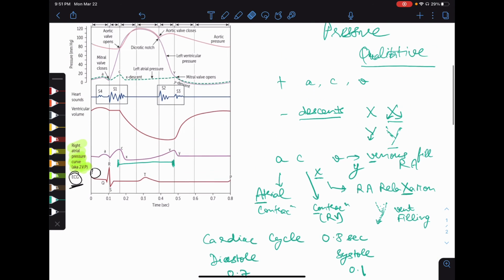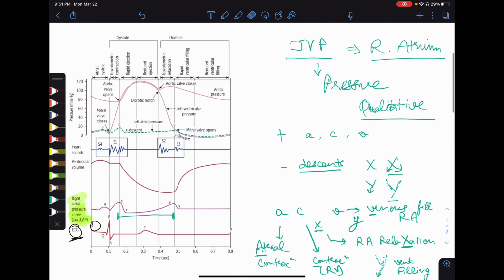Let's come again to the diagram. When you come here again to the diagram, you see here we have S1 heart sound and S2. S1 is coinciding with the closure of the mitral valve, and S2 is coinciding with the aortic valve closure. And here you are also having the dicrotic notch.